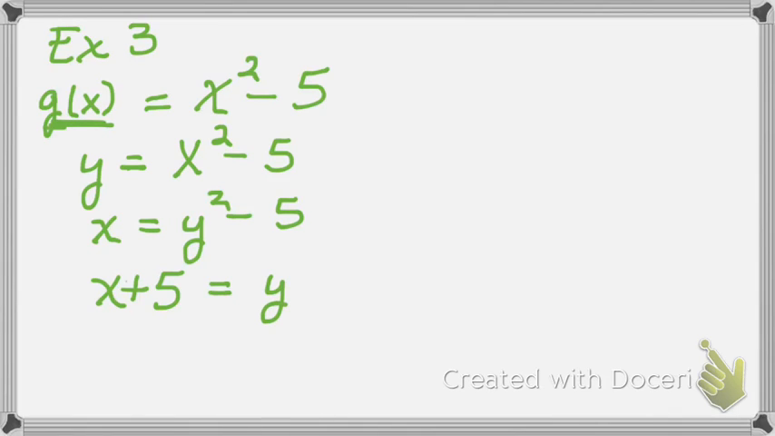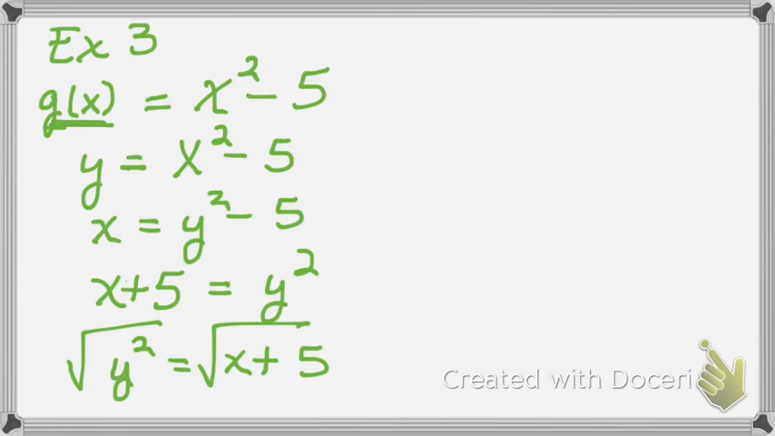Now, anytime you incorporate a square root, that means you have to add in a what? If you're going to square root both sides, you better put a plus or minus out here, right? So I put the square root of y squared is y, and the square root of x plus 5 is positive or negative square root x plus 5.